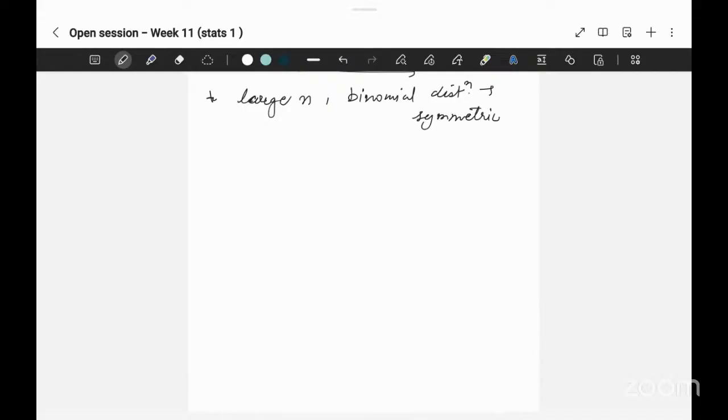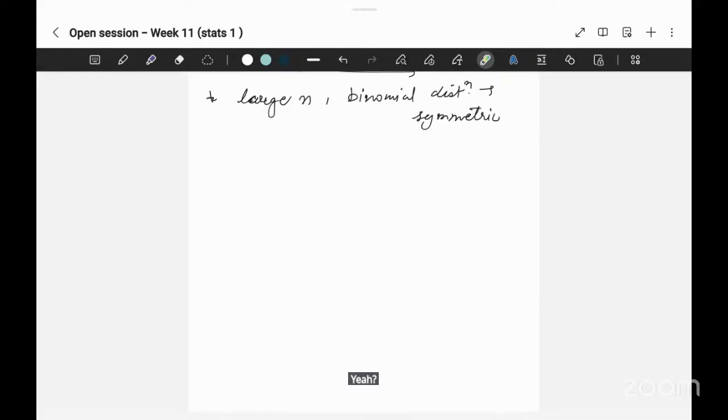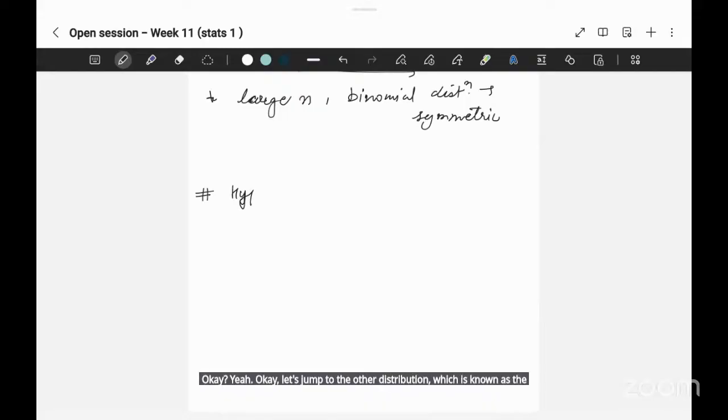Yeah. Okay. So the main thing is for the binomial, you should know the n. If there is no n, that is not my binomial. And in my Bernoulli, I should have only one trial, but I should have two outcomes, which are the success and the failure. So is binomial clear to everyone? Yes, ma'am. Okay. Let's jump to the other distribution, which is known as the hypergeometric.